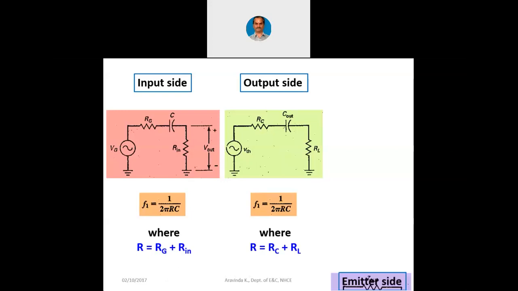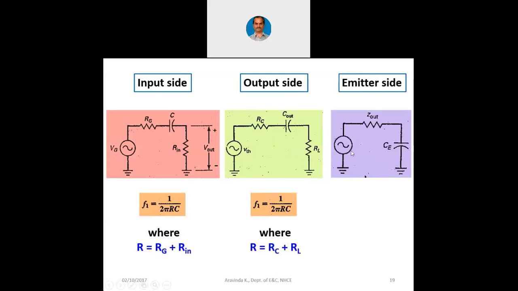So again, at the output side, we have F1 equals 1 over 2 pi RC, where R is RC plus RL in this case. But at the emitter side, we have the signal source at the base, then Z out near the emitter, and the emitter capacitance there. Inside the transistor, you will have to visualize Z out. So F1 is 1 over 2 pi Z out into CE, whereas Z out is that of the emitter follower. But we already know that in the case of an emitter follower, output impedance is really very small. So for low frequency analysis, it can be completely ignored. That is what we did earlier when we did the low frequency analysis.